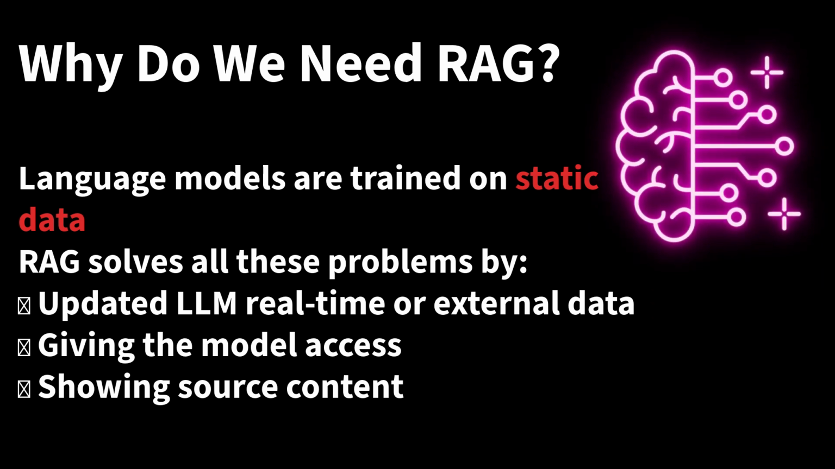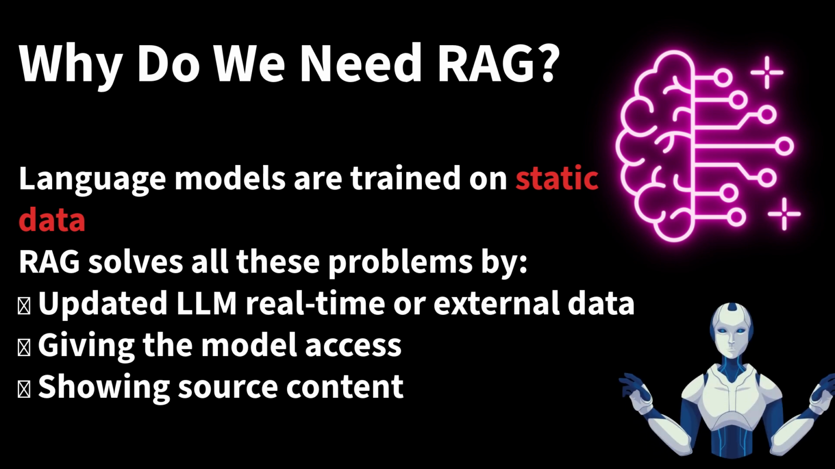Why do we need RAG? Even the best AI models don't know everything. RAG fills the gap between static knowledge and real world changing information. Language models are trained on static data; they don't update on their own. They can hallucinate answers when they are unsure. Sensitive or internal data is not in the public training data set. RAG solves all these problems by keeping the LLM updated using real time or external data, giving the model access to private data sets and reducing hallucination by showing external content.